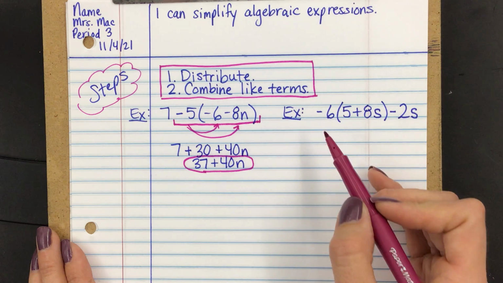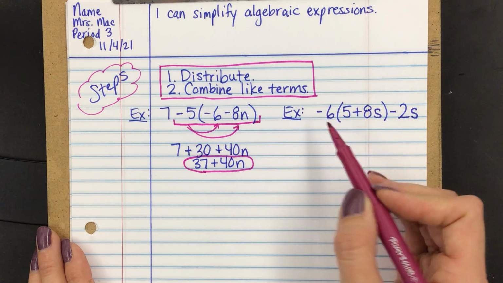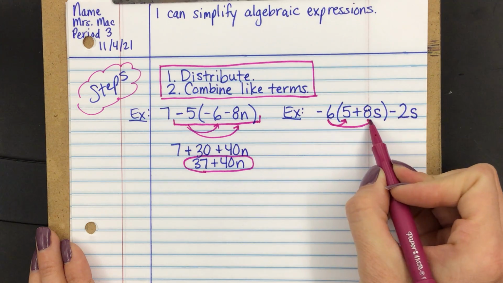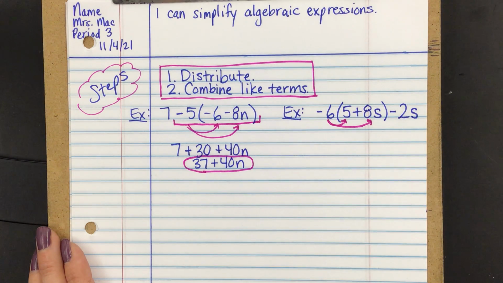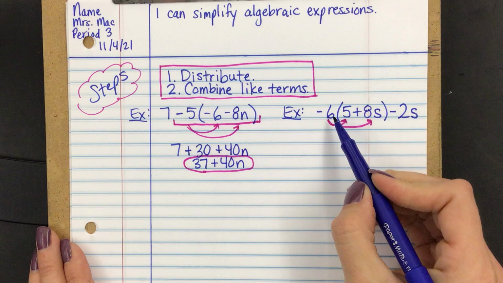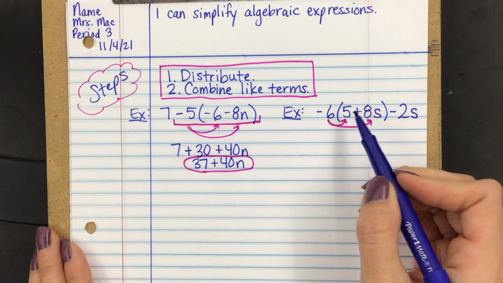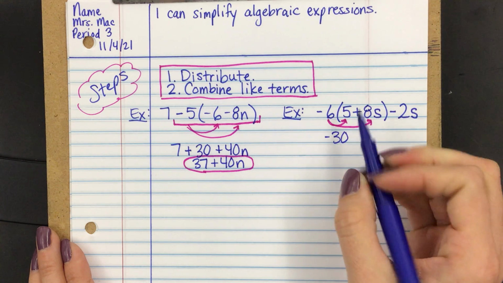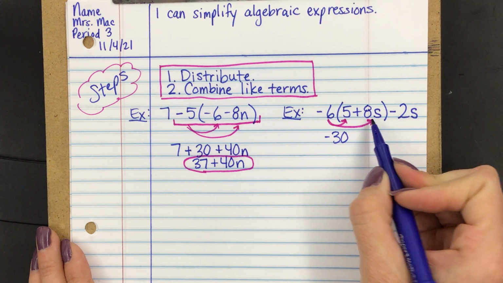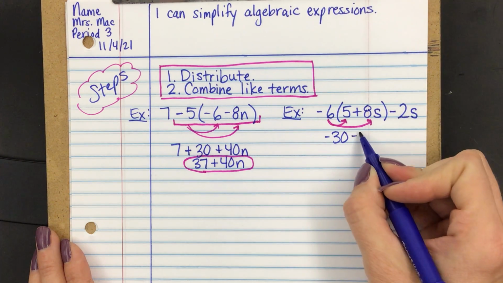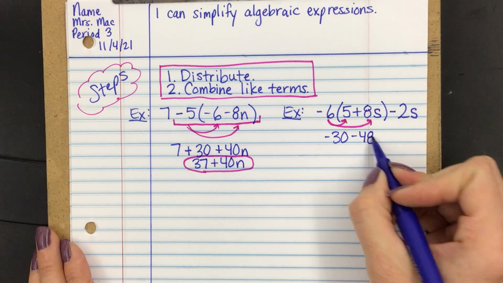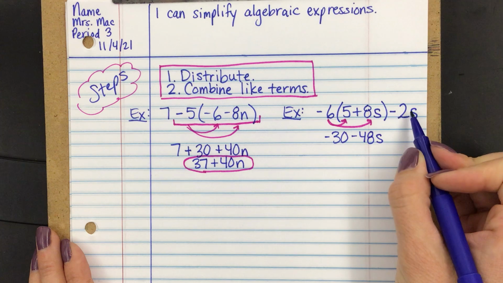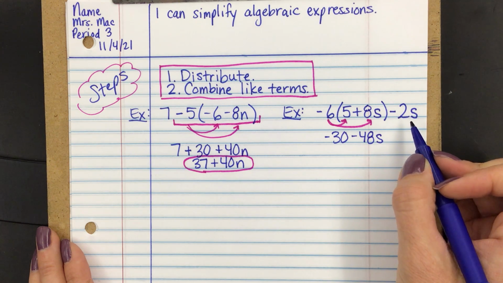Okay? Now, again, I'm going to take that negative with it. So it's going to be negative 6 times 5 and negative 6 times 8s. Negative 6 times positive 5 is going to be negative 30. Negative 6 times positive 8s is going to be negative 48s. And then I'm going to bring down this term that was not in parentheses.